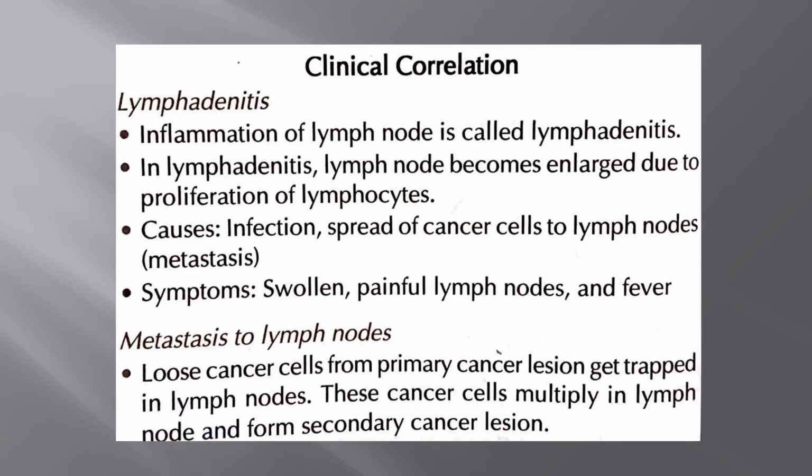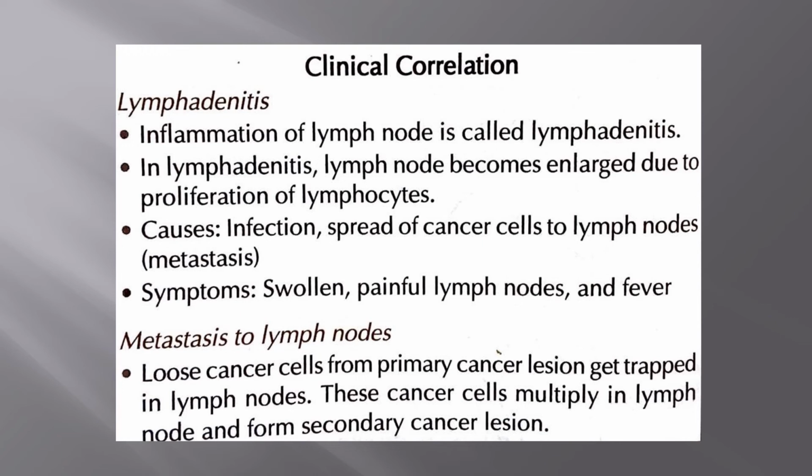Some clinical correlation about the lymph node. There is inflammation of the lymph node that is called lymphadenitis. In lymphadenitis, lymph nodes become enlarged due to proliferation of the lymphocytes. The causes are infection and spread of cancer cells to the lymph node, that is metastasis, and the symptoms of lymphadenitis are swollen, painful lymph nodes and fever.